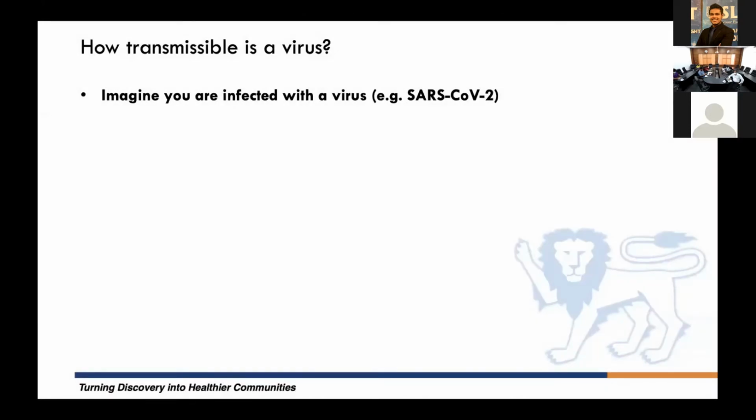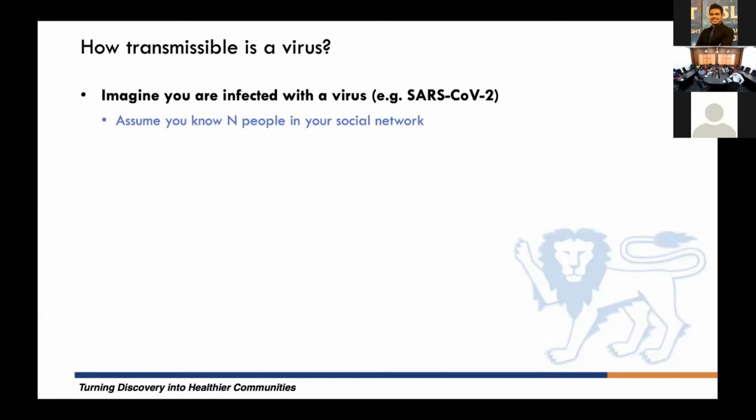So it's an attempt to quantify transmissibility of a virus or any other pathogen. To understand this, let's go through a very simple thought experiment. Imagine that you are infected with a virus, for example, let's say it's SARS-CoV-2. And the question is, how many people are you going to infect before you recover from it?